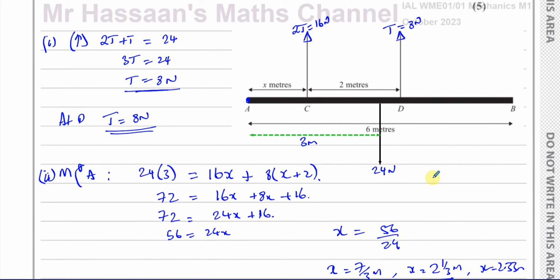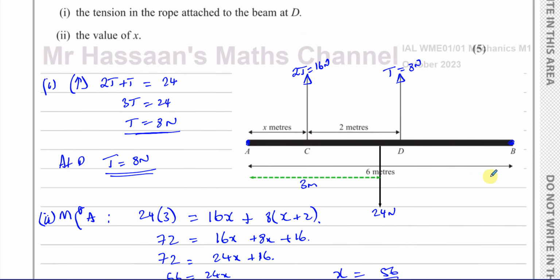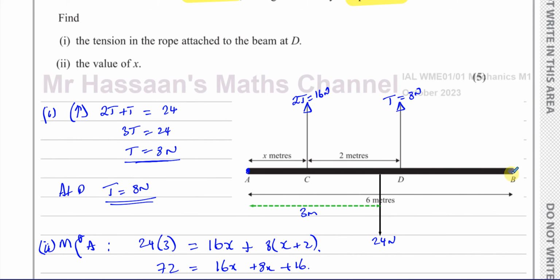Now, just to make it clear to everybody, I want to make sure that you understand that it doesn't matter where you take moments about. Right? You can take moments about anywhere you wish to. So, for example, I could have taken moments about B. And if I took moments about B, then the clockwise moments would be these two, and the anti-clockwise moment would be this. It makes things a bit more complicated, but it still would work, right?